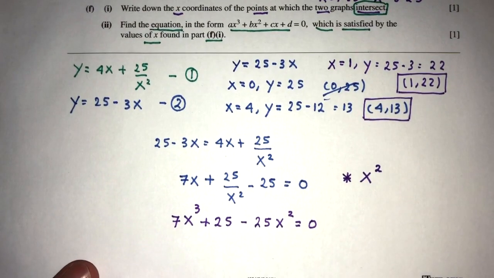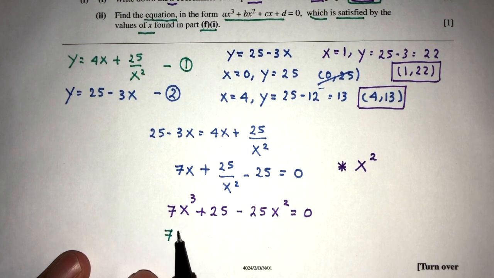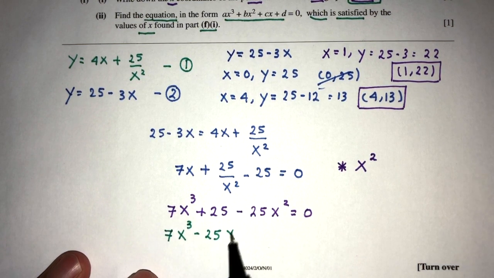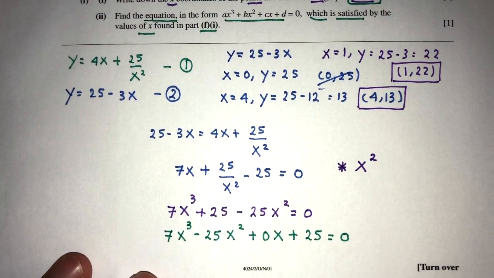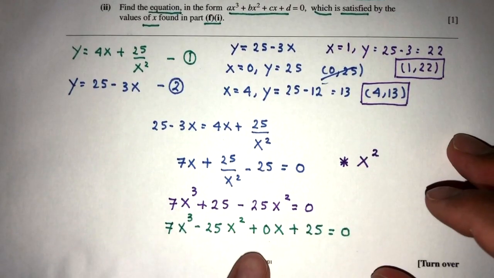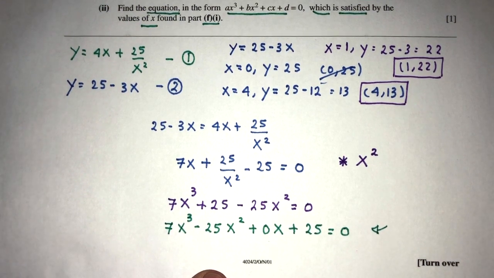So let me write this down again, because we have something missing here, which is 7x cubed minus 25x squared plus 0x plus 25 has to be 0. Okay, so that is the equation that we have to show in this form for your answer, and that will be your answer, part F2 for your question number 9.